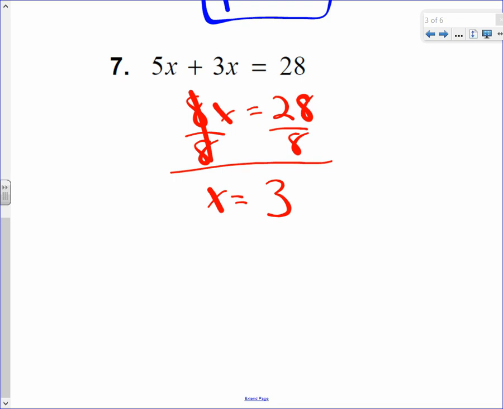So 8 goes into 28 3 times. That's 24. So how far is 24 from 28? Well, how much is left over? 4. And they keep the same denominator. It's 3 and 4/8, but 4/8 I can reduce. 4/8 is really 1/2.